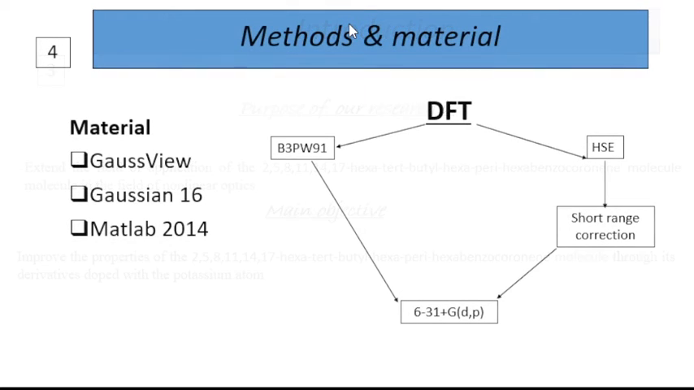We use density functional theory, with the B3PW91 functional, which is a Becke three-parameter exchange functional with the PW91 correlation functional, and the HSE functional, which is a short range functional used by Heyd with N0, associated with the 6-31+G(d,p) basis set to carry out our research. As software, we use GaussView for the visualization of geometry and Gaussian to perform the calculation.